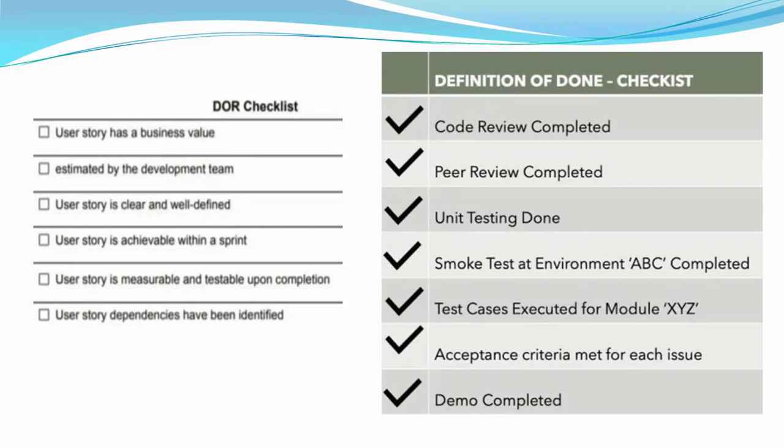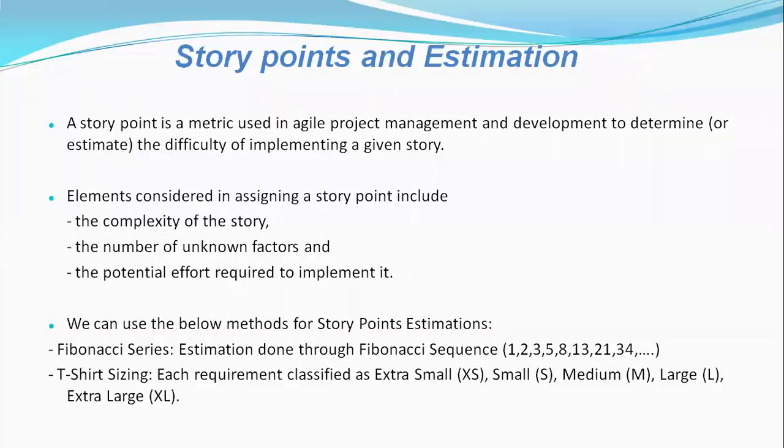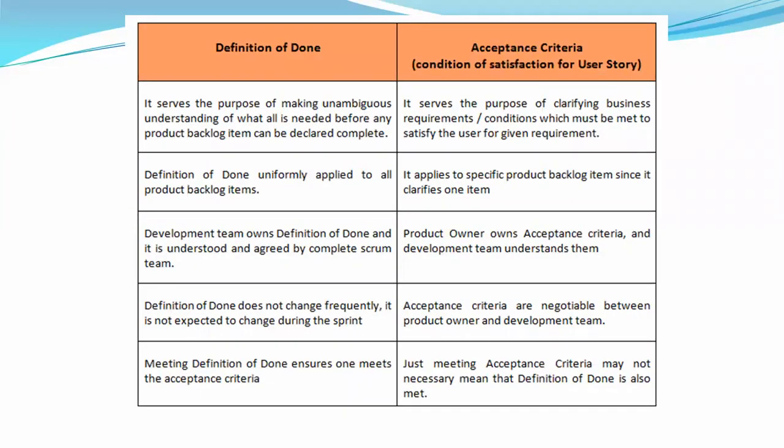Now I have told you what is a DOD. Some people will get confused between a DOD and an acceptance criteria because both appear the same, right? I told you what an acceptance criteria is, and both appear to be the same. People will get confused. Always remember, the definition of done is nothing but the exit criteria for a user story. We should be very clear. And acceptance criteria is actually a part of this.